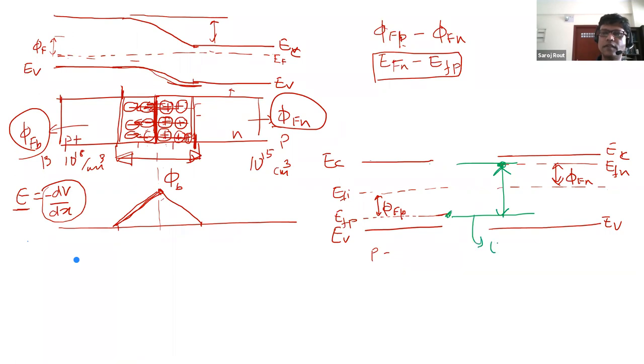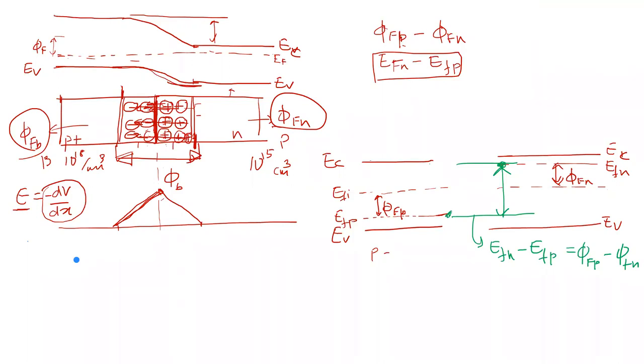Which is EFN minus EFP, which is equal to phi FP minus phi FN. Everyone sort of gets this, right? So basically, you can go from a charge perspective, but sometimes, if you have faith in the band diagram, it's a little bit easier to go from the band diagram. Okay. Any questions on this one? Why is your built-in voltage equal to the difference of the Fermi potentials of P and N? Again, this is an important quantity to know because this will be part of the VT equation as well. At least conceptually, you should know.